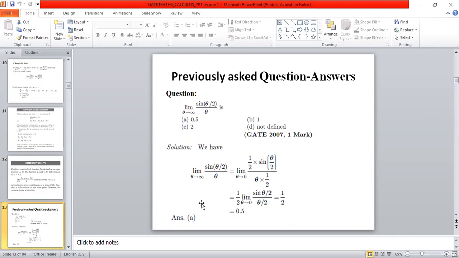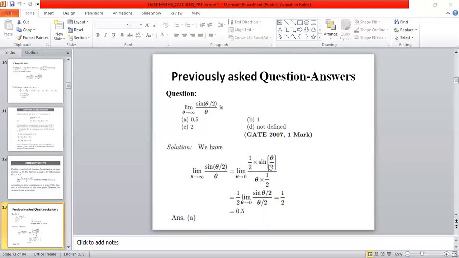Okay, so we start with some examples. This question was asked in GATE 2007 for 1 mark. It asks us to find the limit of sine theta by 2 upon theta. We know the formula: limit of sine theta by theta is always 1. But here the angle is theta by 2, and in the denominator there should be the same angle, theta by 2. Theta by 2 is not there, so we have to make some adjustment. Here it is sine theta by 2 upon theta.